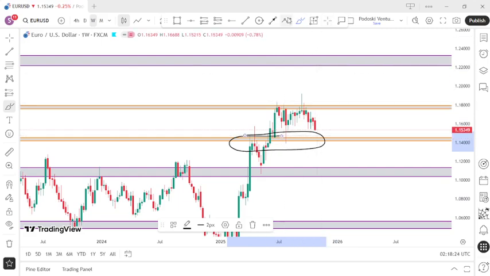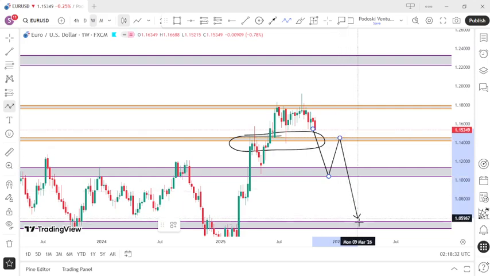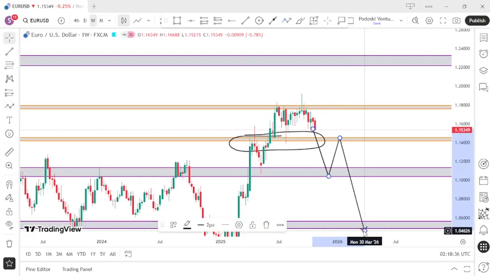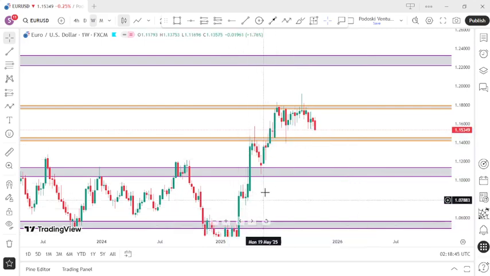So if price is able to break this demand zone to the downside and comes back for a retest, then we should be expecting price to sell from here all the way to the downside on Euro USD. So let's go to the daily time frame and see what we can get there.